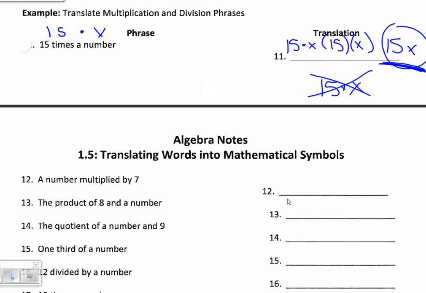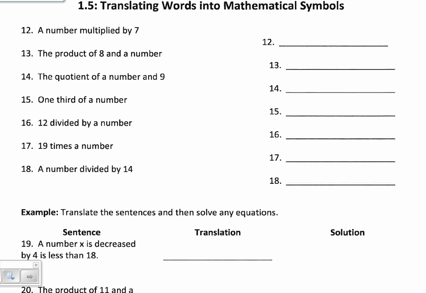Okay, let's move down a little farther so we can see our problems. All right, next one, a number multiplied by 7. So a number, x, multiplied by means multiply, 7. Okay, so number 12, it says x times 7. So could I write x7? You could. They're right next to each other. They mean multiplication. However, in math, we always put the number first. It's just a standard way of writing it, so everyone writes the same. So we're not going to write x7. We're going to write 7x.